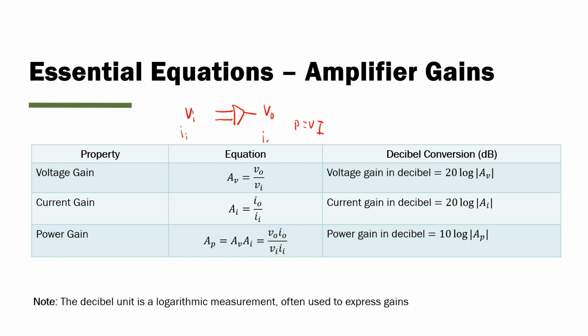Now, if you're not familiar with decibels, there is another unit often used by electrical engineers, and it's called the decibel. It's a logarithmic measurement, and it's often used to express gains. So if you calculate any of these gains, you can convert it to decibels by using a logarithm. Notice, for voltage and current, you do 20 multiplied by log base 10 of that gain, but for power, it's only 10 multiplied by log base 10 of that gain. Let's try out an example.